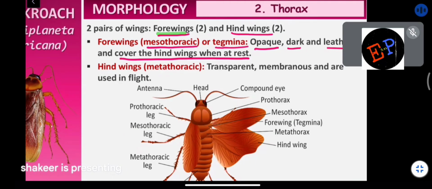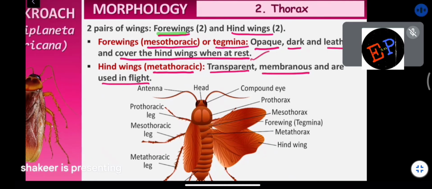And hind wings, where they are attached? To the third thorax. Which is the third thorax? Metathorax is the third thorax. So they are transparent, they are membranous and are used in flight. So when you see a cockroach flying, you can see only these transparent membranes, they are responsible for flight. So these opaque wings are not responsible for flight. They are responsible only for protection of the hind wings. Understood? So hind wings, the wings responsible for flight, are transparent and membranous and are used in flight.